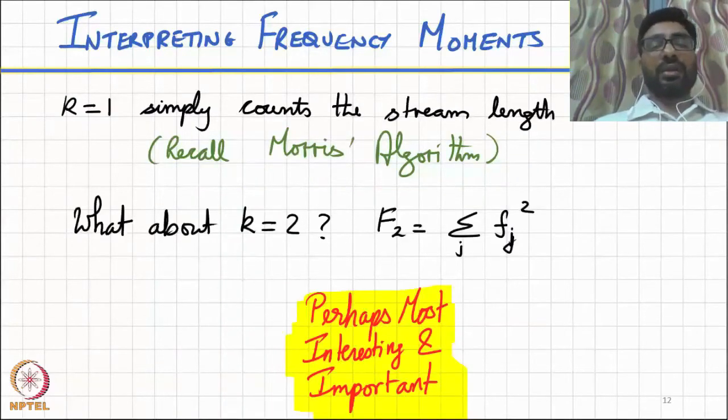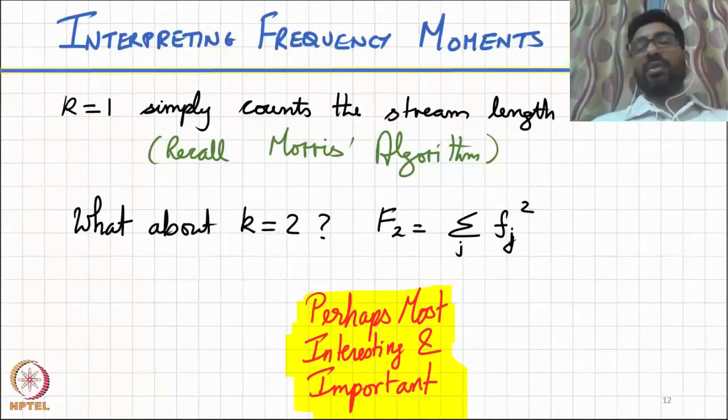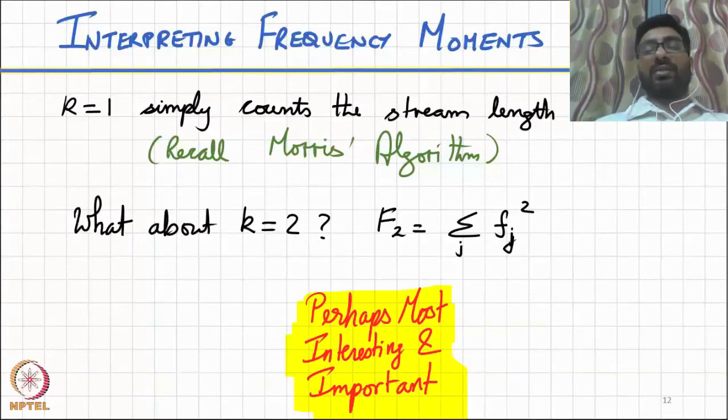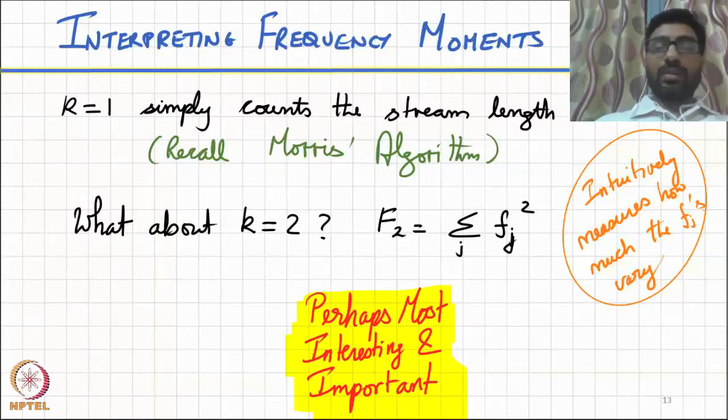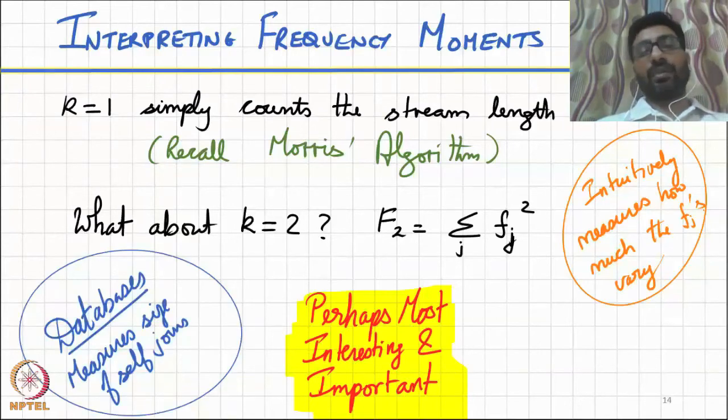Now we're going to talk about k equal to 2, which is very interesting, and it's perhaps the most interesting and important frequency moment. So just to be clear, we're talking about F2, which is the summation over all items in the universe j, fj squared. If you think about it, this fj squared intuitively measures how much the fj's vary. And so in fact, if we want to compute the variance of these fj values, then the second frequency moment is useful. But that's not all. There are some other surprising ways in which this will be useful.